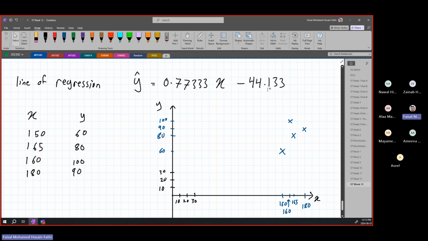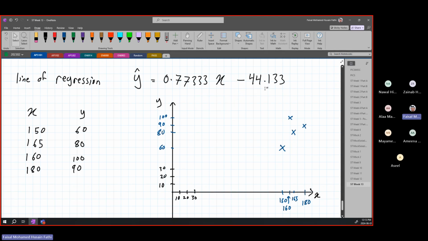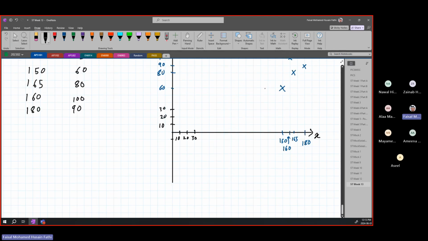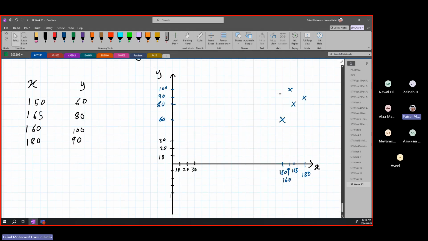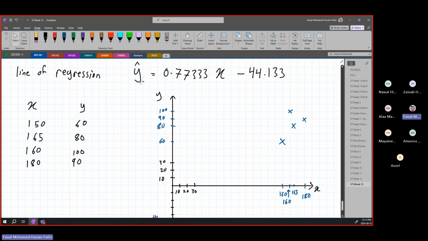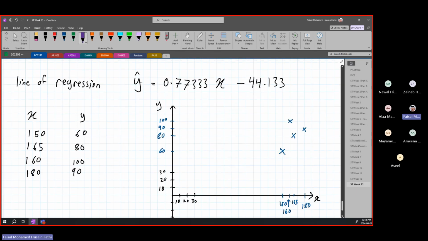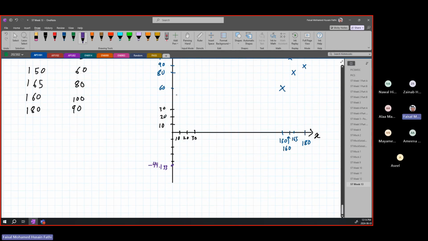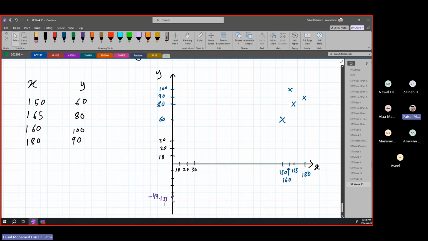So minus 44.13 is going to be somewhere here. So this is 10, 20, 30, 40. So minus 44.3, let's say minus 45. It is somewhere over here. Minus 44.133. Again, y-intercept means it is intercepting the y-axis.